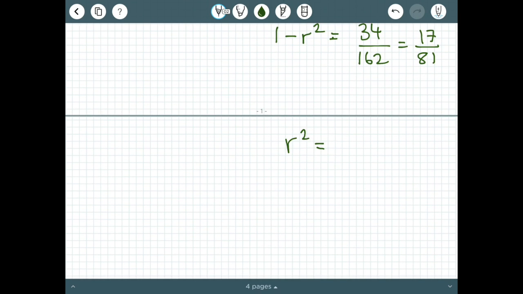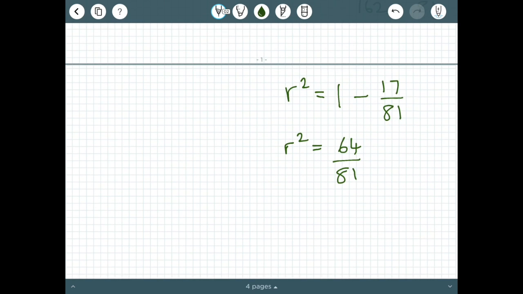So we're going to get r squared as the subject. It's going to end up being 1 minus 17 over 81, which means that r squared is going to be 64 over 81, therefore meaning that r, in this case, is going to be 8 over 9. Remember that every single term of this geometric sequence is positive, so even though you would have ended up with an answer of plus or minus 8 over 9, you're going to take the positive.